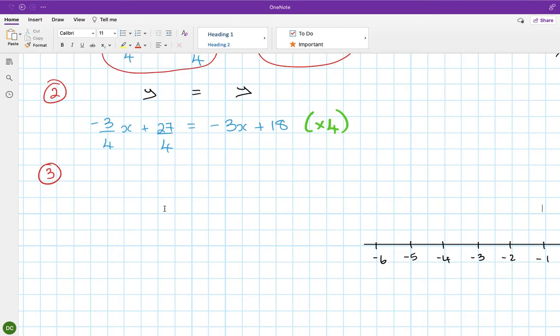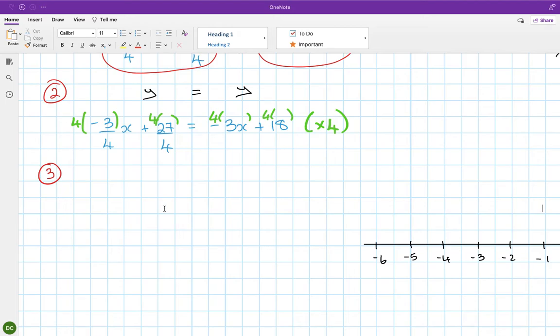So multiplying everything by 4, I multiply here. Oh, no, sorry, I need green. So I multiply here by 4, I multiply that one by 4, I multiply that one by 4, and I multiply that one by 4. Yeah, so the brackets are kind of indicating multiplication.